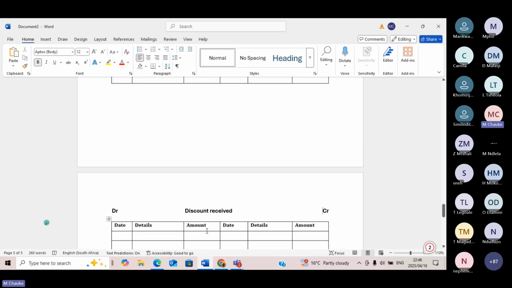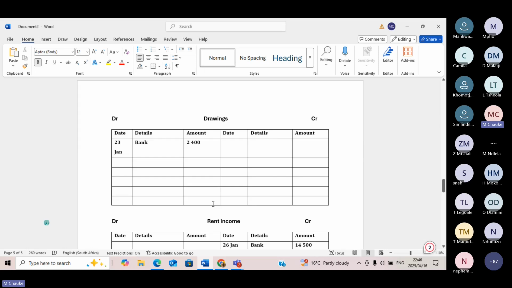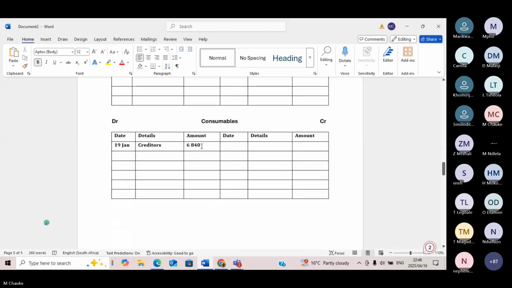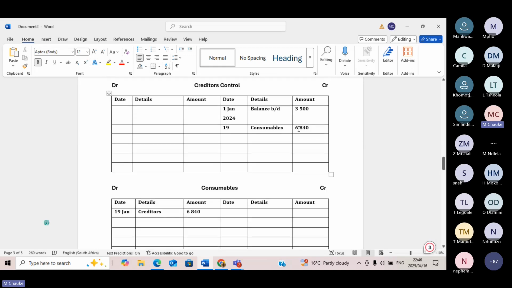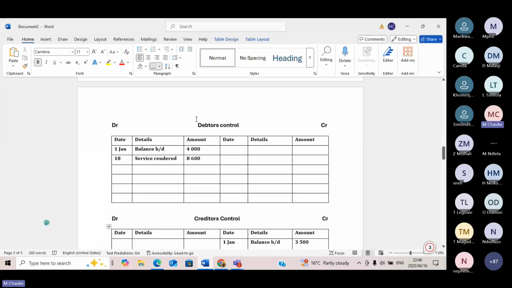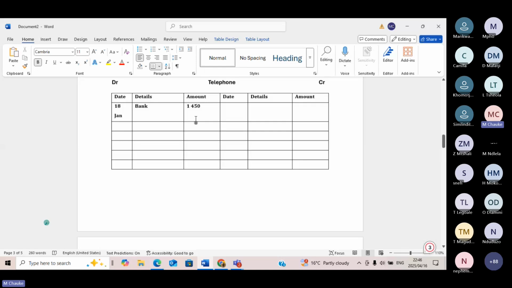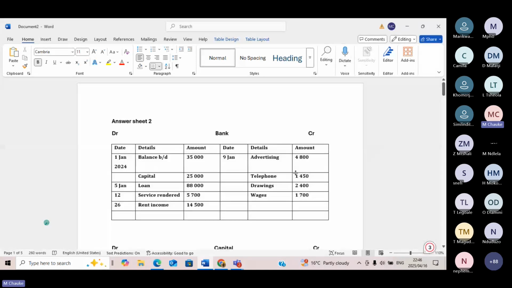If you check, they said we paid 6,500, but how much were we owing these people up there? We were owing them 6,840, which is this one. We were owing them 6,840, but we paid 6,500. So we go to the creditors control, because creditors control is affected, and our bank is affected as well, because we paid our creditors. So let's start from the bank, because there are 3 accounts affected: bank, creditors, and discount received.